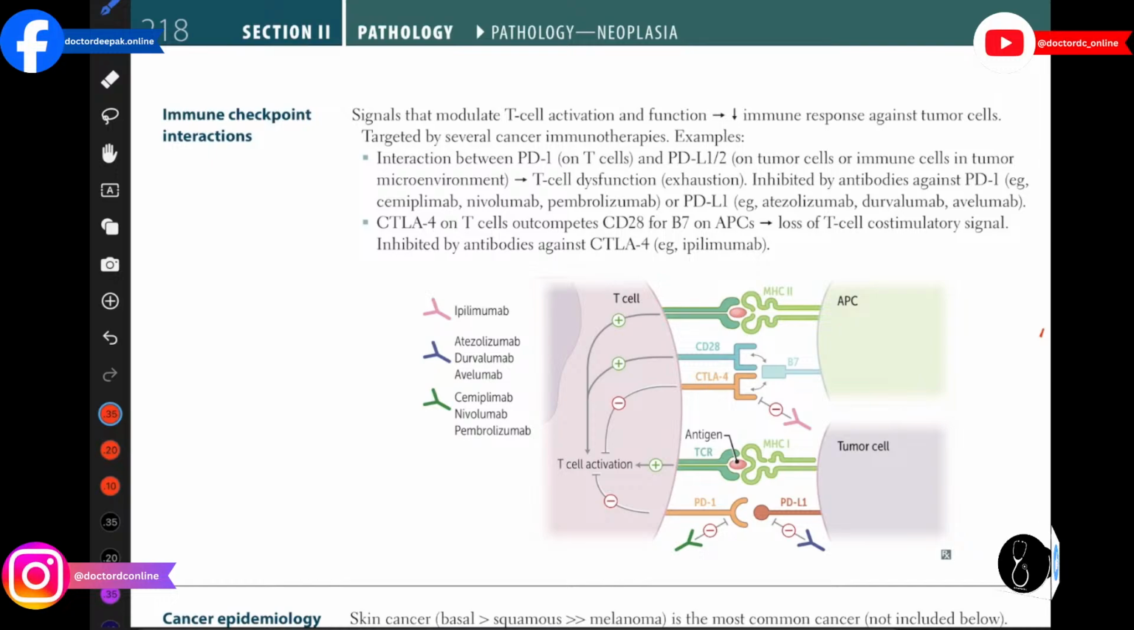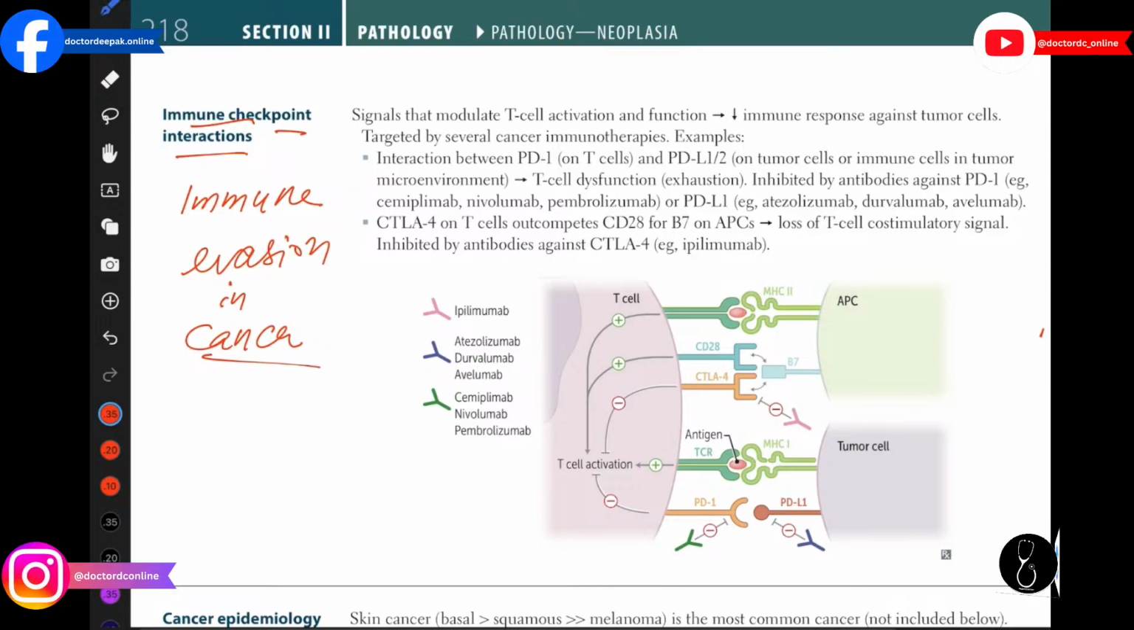Now we are going to start immune checkpoint interaction. We already know it's a hallmark of cancer, like immune evasion. Normally, immune cells can recognize and attack the tumor cells. For successful tumorigenesis, the tumor cells must evade the immune system, and for that they have multiple escape mechanisms.